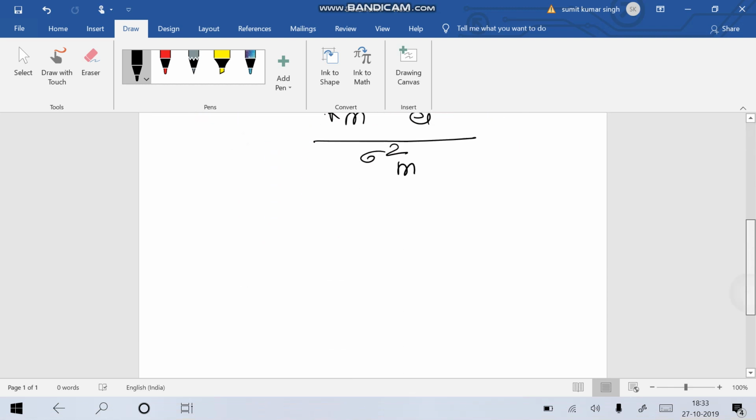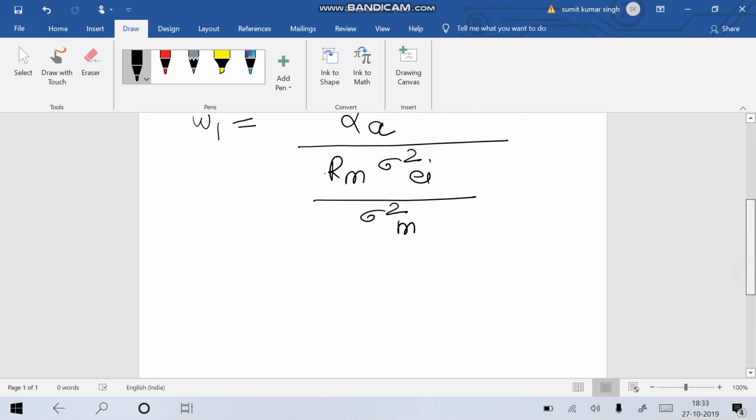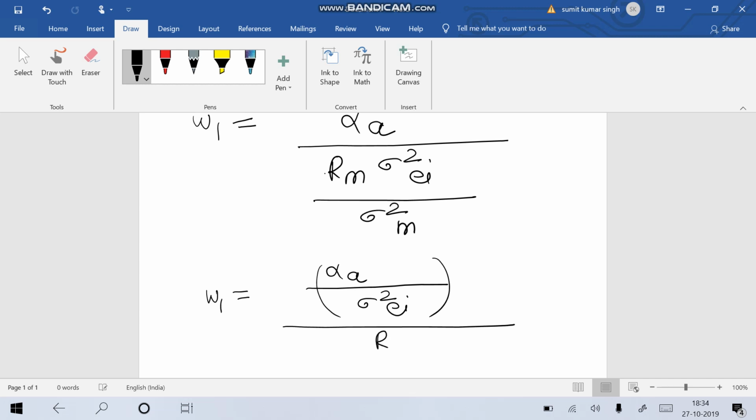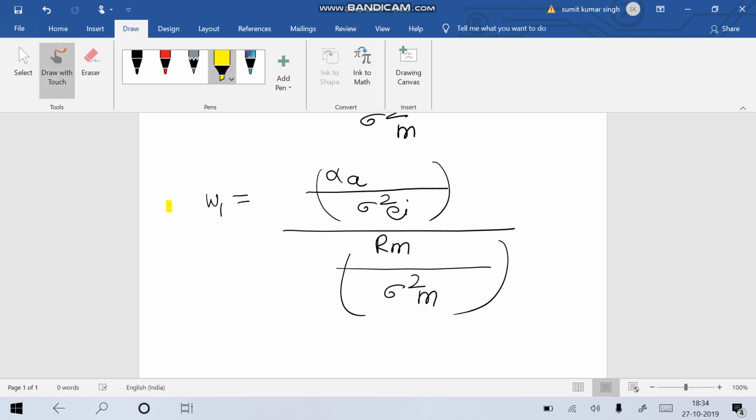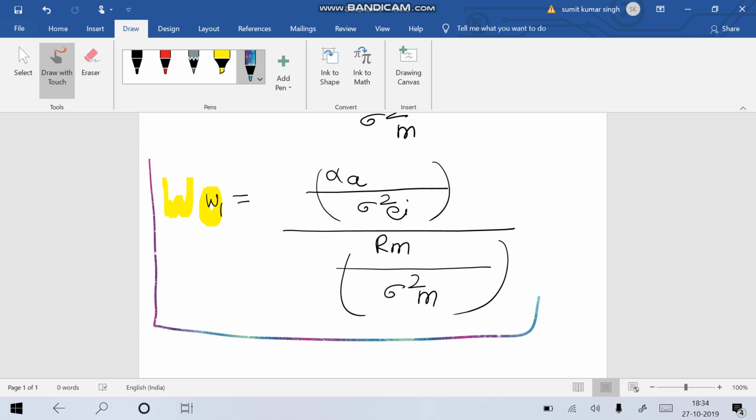Now going further, you can write the weight as the alpha of the active portfolio divided by the residual variance of the active portfolio, all together divided by the excess return of the market divided by the variance of the market. This is called the initial weight of the active portfolio.